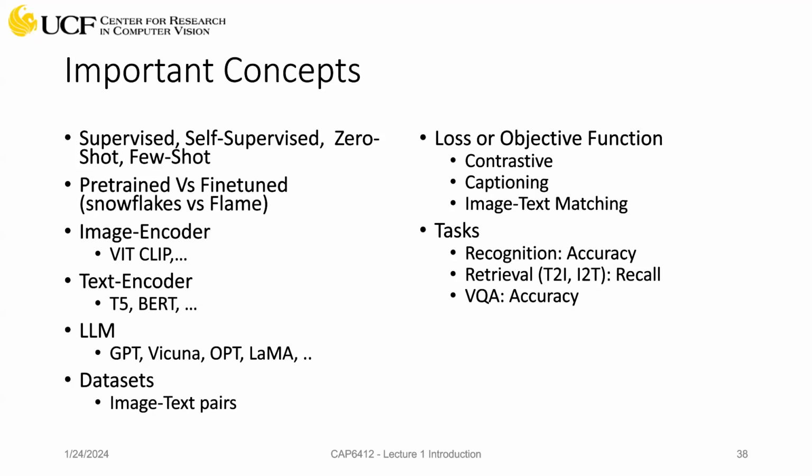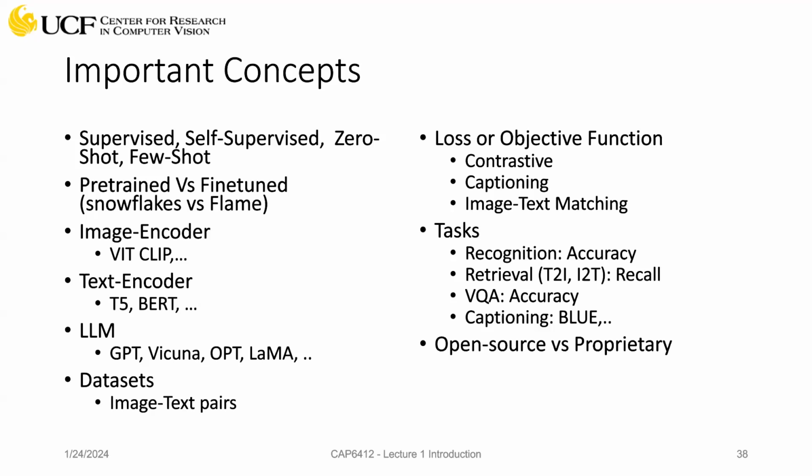Then VQA, visual question answering: given a question, what's your answer? And again, there is the ground truth answer, and the metric is how well you are doing, what's your accuracy. And then captioning: you have the ground truth captions, and you have the caption from the network, and you want to compare these texts, and there are several different metrics for that.